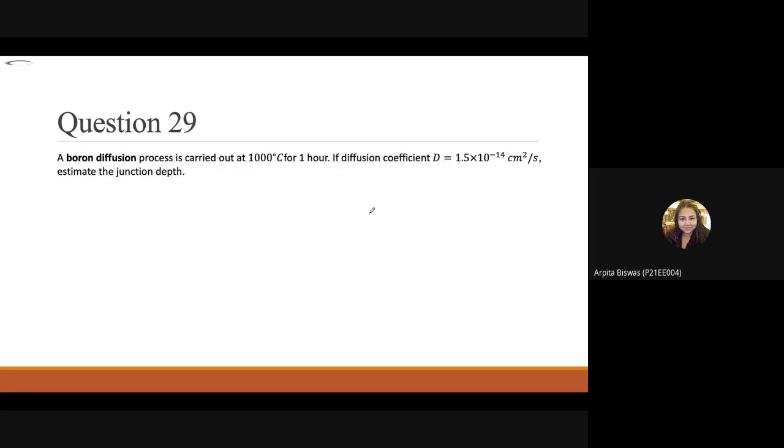So this is the question. A boron diffusion process is carried out at 1000 degrees centigrade for 1 hour. If the diffusion coefficient is 1.5 into 10 to the power minus 14 centimeter square per second, estimate the junction depth. Already we have calculated. So tell me how to calculate the junction depth, xj. What is the equation? Root over Dt, right? T value is given, 1 hour, it means 3600.